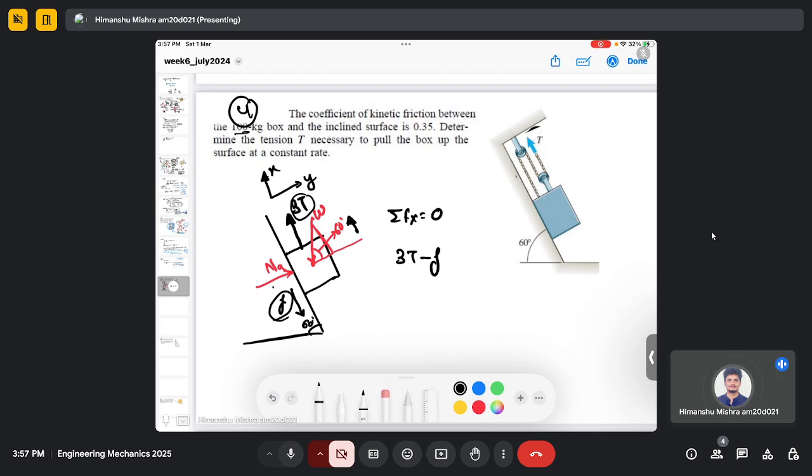Because this tension is actually exerted by this cord, but the other cords also will have a tension force which will be equal to T. So all these three parts of the cord will experience this tension force T. So the summation of all tension forces due to these three parts of the cord will become 3T.